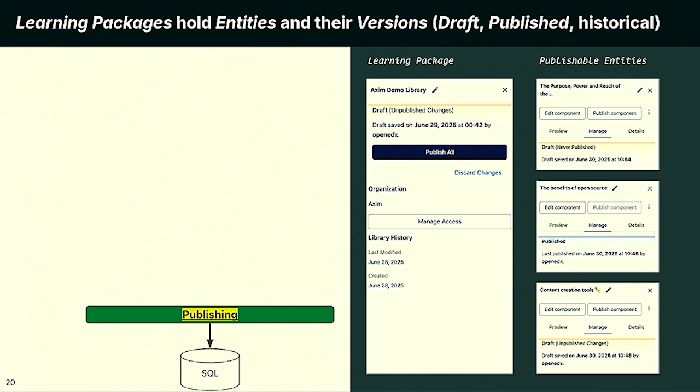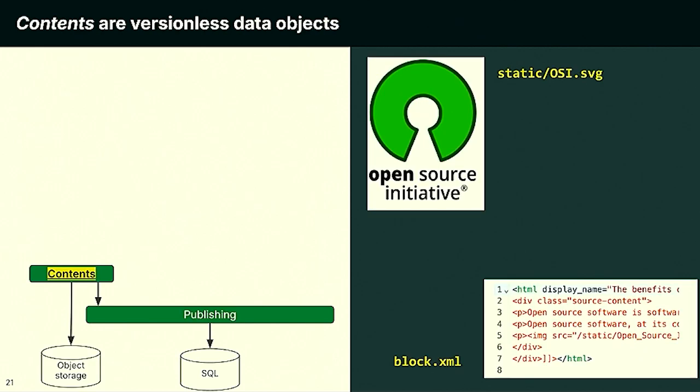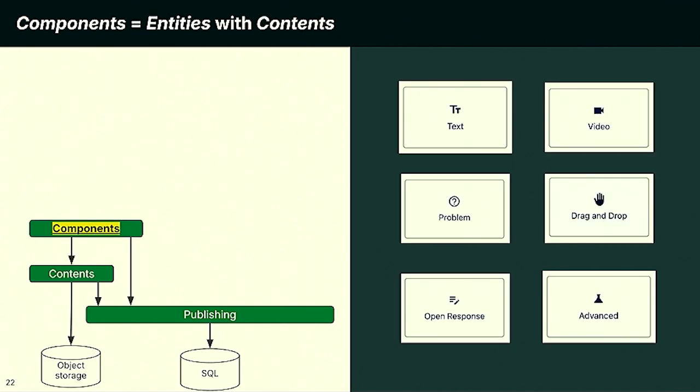What are entities, though? Well, before we talk about that, let's talk about what they can have. Contents are just static files, or static blobs of data, basically. And they can be stored in an object storage service like Amazon S3. An example might be an SVG file, an XML file. These are versionless, and they are identified by their hash, so we can cache them between entity versions.